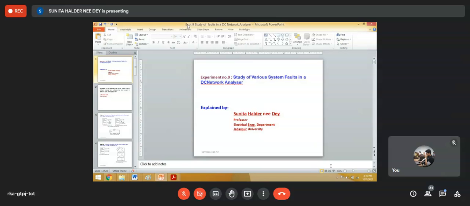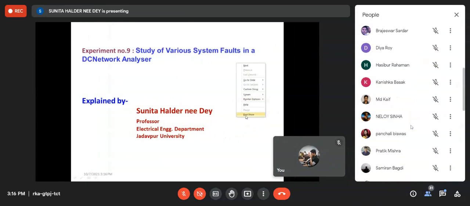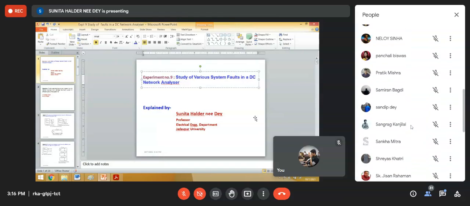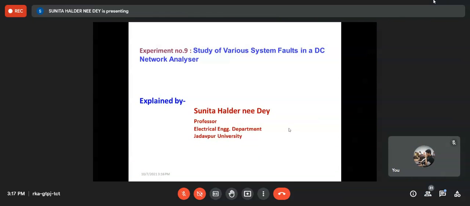So it is the study of various faults in the DC network analyzer. I hope you have already studied faults in your switchgear protection class, and you have studied the three-phase fault in your power system performance class. So theoretically, if a power system is given, then we can analyze a fault at any point of that power system.